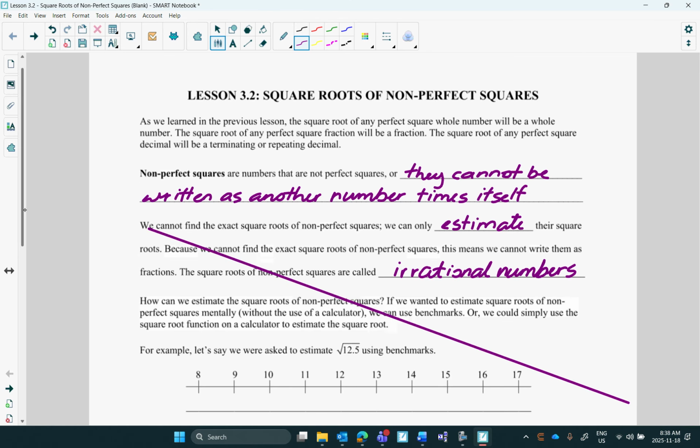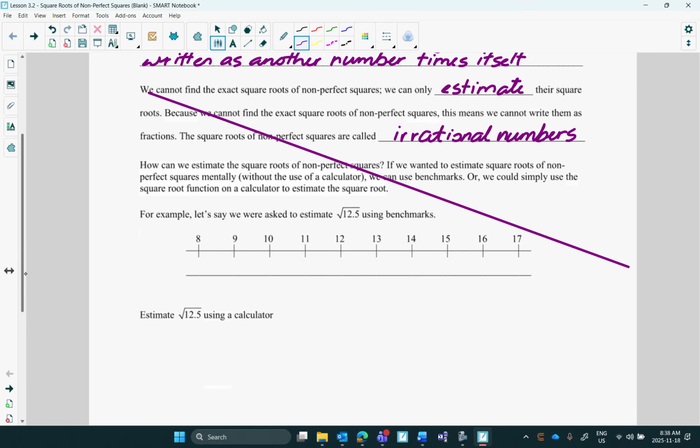All right, so how do we estimate these things? Well, there's a couple of ways we could do it. One way is without using a calculator, and the other way is just punch it into a calculator and round it. Okay? So if we try to do it without a calculator, we can do something called benchmarks. Let's say we were asked to find the square root of 12.5. That's not going to give us a number that repeats or ends. That's going to give us an irrational number if we tried it on a calculator. So the best we can do is estimate it.